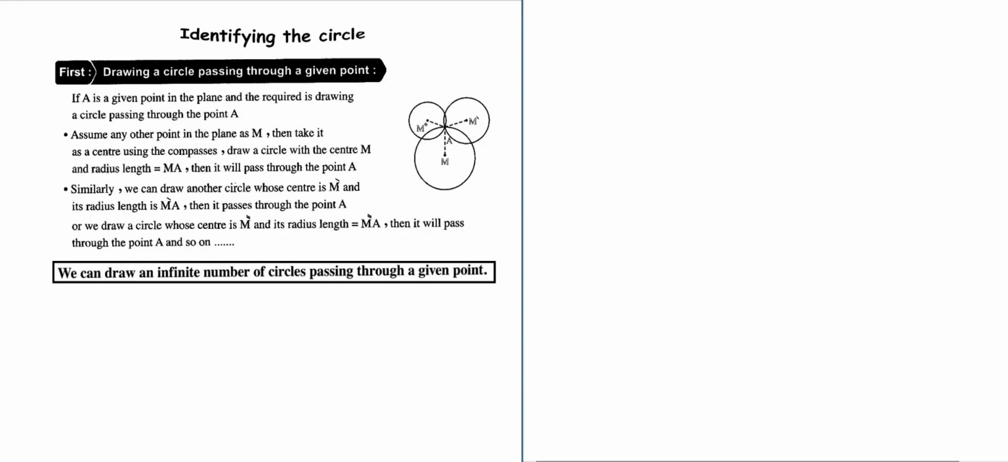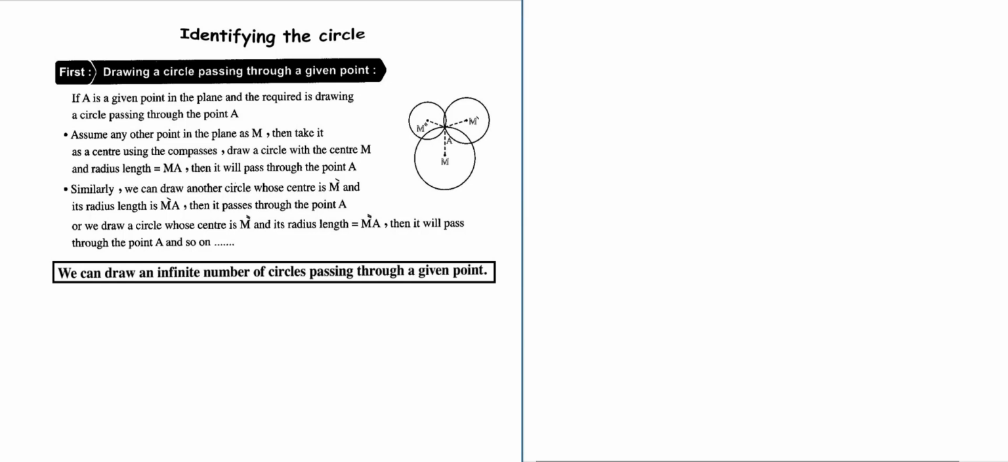النهاردة هنعرض درس Identify the Circle. What's the meaning of identifying the circle? It means drawing a circle. We can draw a circle if we know its center point and the length of its radius.